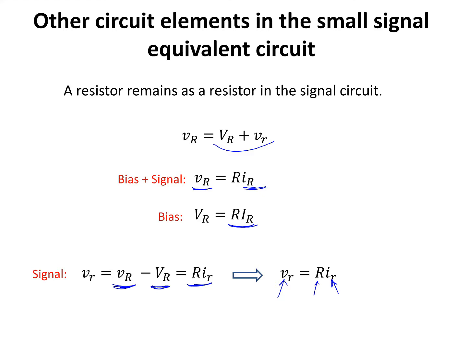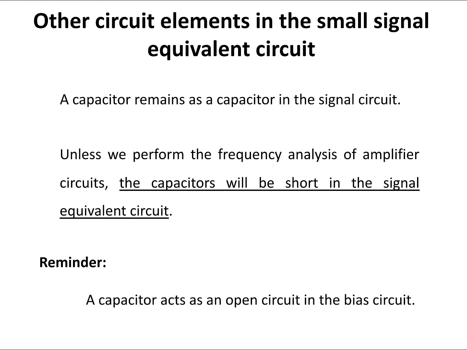So if I want to draw a model for this expression, I can show it with this model. This is plus minus small v sub small r. This is R, and this is small i sub small r. So the resistor remains as a resistor in the signal circuit. How about the rest of the circuit elements?